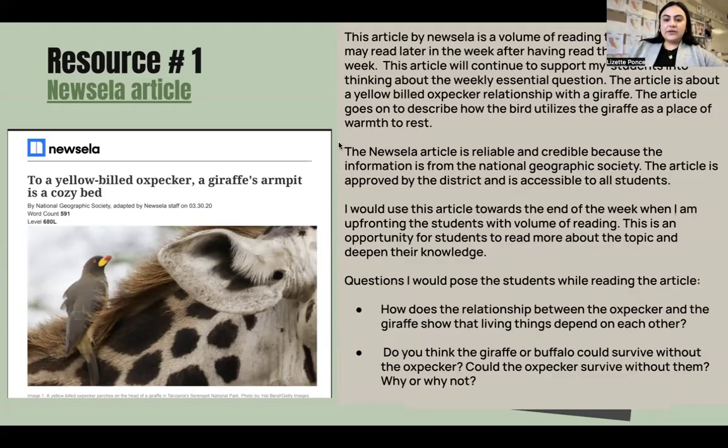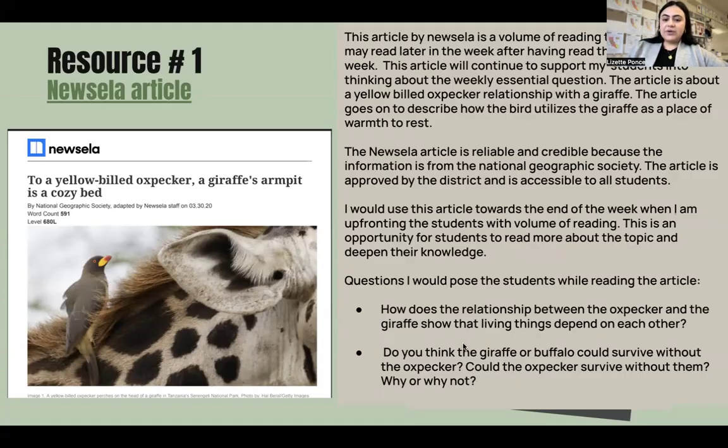The article prompts students to think about the weekly essential question and to have more ideas, building on what we're learning about that week. I consider it reliable and credible because it's information from National Geographic Society. It's also approved by the school district and accessible to all students. I would use the article towards the end of the week, as an opportunity for students to deepen their knowledge.